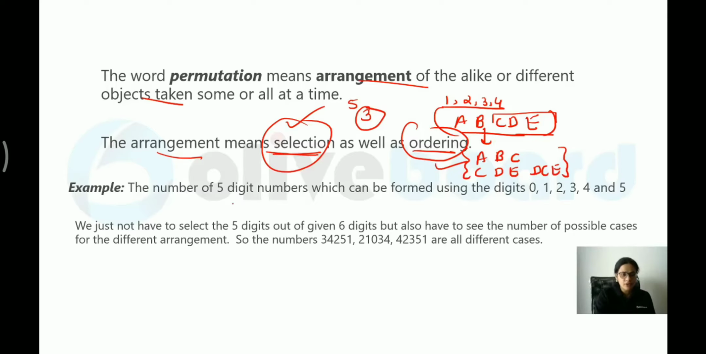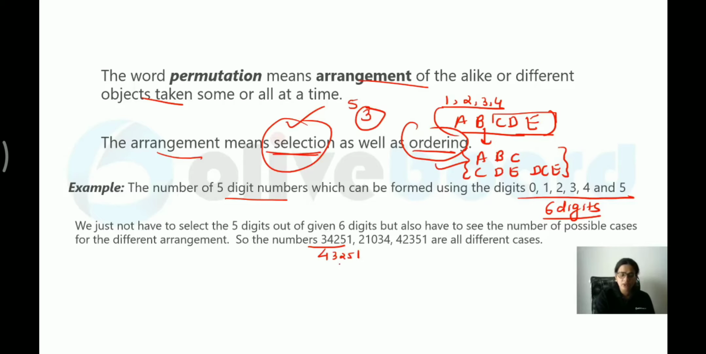I have given you one more example. How many 5 digit numbers can be formed using the digits over here? If you count, there are total 6 digits, right? So from 6 digits, you have to form a 5 digit combination. First you have to select any 5 digits and then you have to arrange them at different locations. Are you getting my point? Yes. So for example, the possible cases of different arrangements are 3, 4, 2, 5, 1. Yes, you can write 4, 3, 2, 5, 1 also. You can put any order anywhere over here.